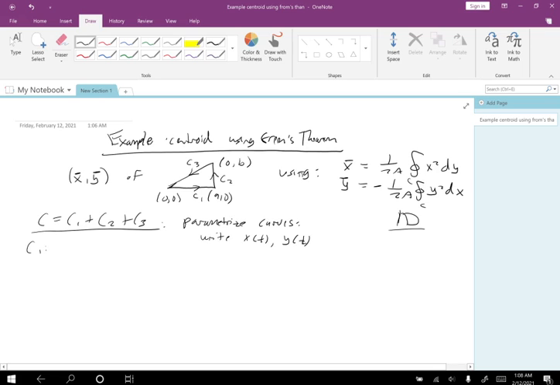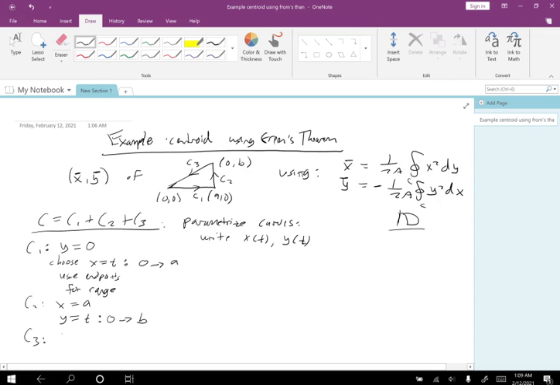So for C1, it looks like y is 0 on that curve, so just choose x equals t, and use the endpoints for the range. The range here is x equals 0, and it ends at x equals a. For C2, x equals a and y we'll choose as t, and this will range from 0 to b, using those endpoints.